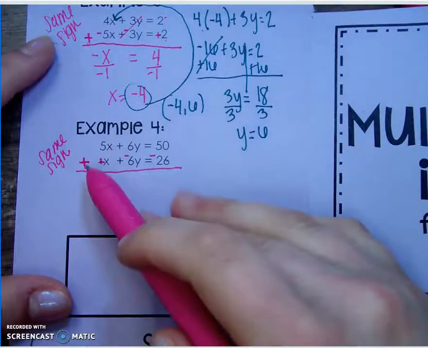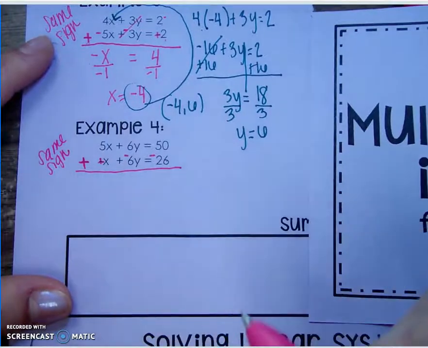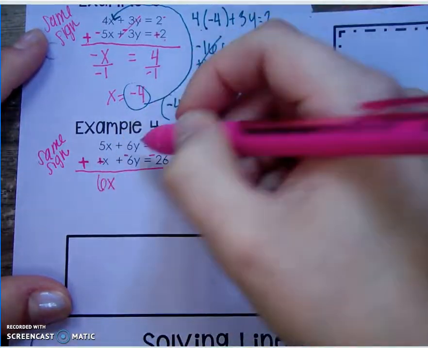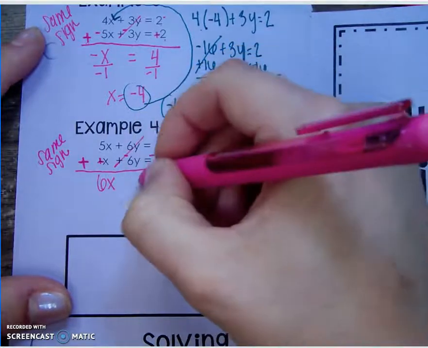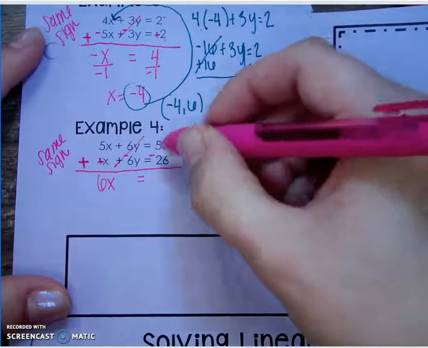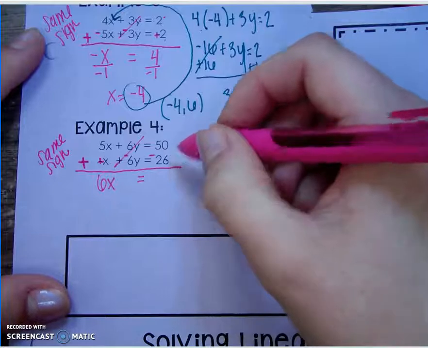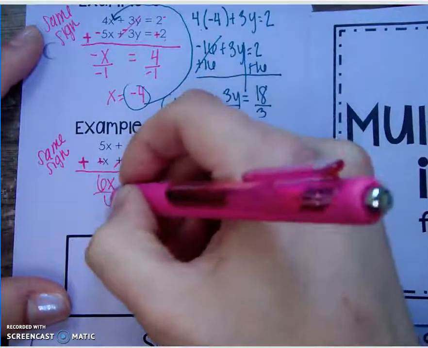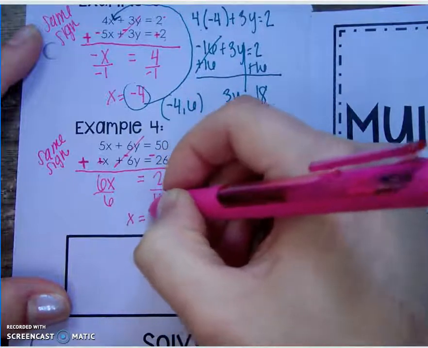And then we're going to add. 5 plus x is 6x. 6 plus negative 6 zeroes out. And then 50 plus negative 26 is 24. Divide both sides by 6. X equals 4.